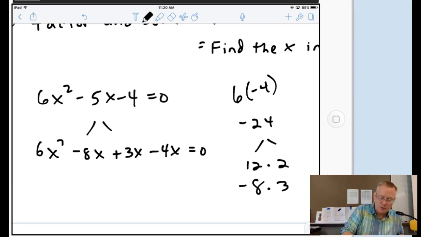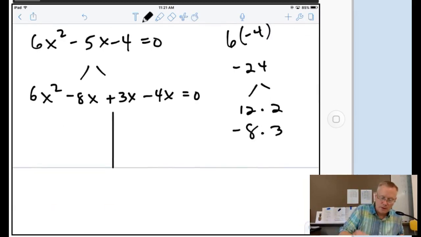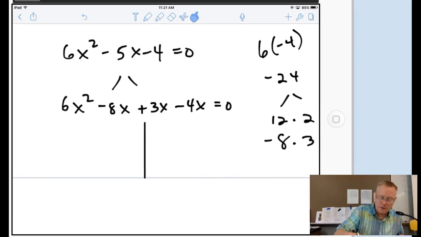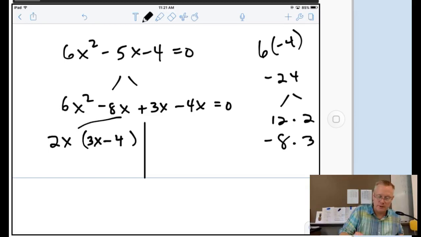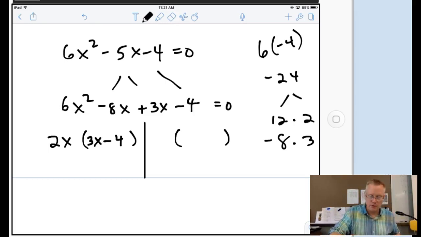Bring down the 6x squared. Draw a line down the middle and factor by grouping. Okay, so on the left side, I can pull out a 2 and an x, which leaves me with 3x. 6 divided by 2 is 3. 8 divided by 2 is 4. I had an x, but I pulled it outside, so there's no more x on the 4. This one, 3x minus 4, there shouldn't be an x on that. I made a typo. It should be just 3x minus 4 because I just brought down the 4.